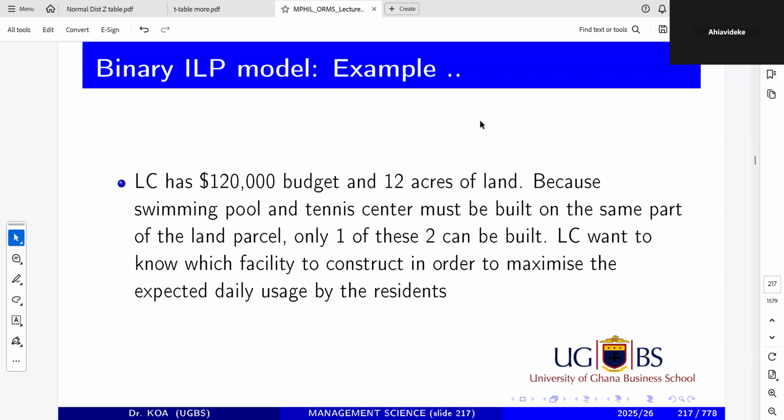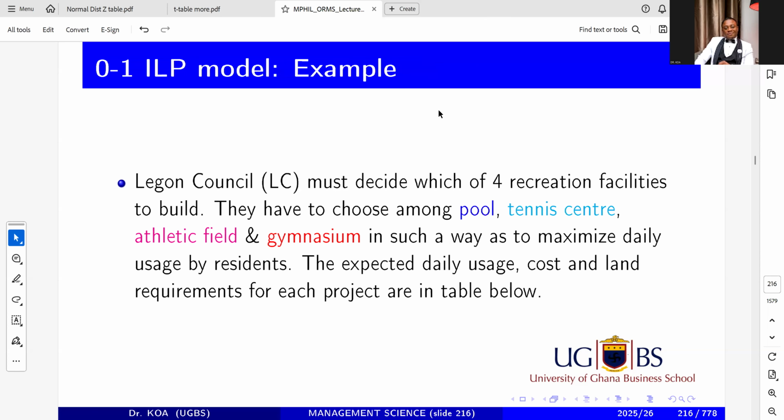Yes. I will say, because it is construction, I will say facility. No. Instead of saying acres of land. Not at all. So the decision variable will be whether or not to construct a swimming pool, whether or not to construct table tennis, whether or not to construct athletic field, whether or not to construct.